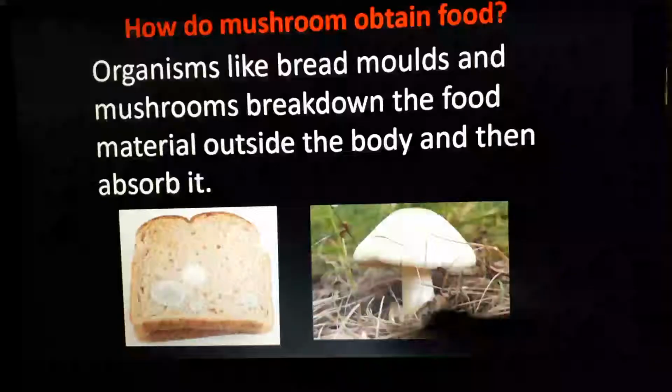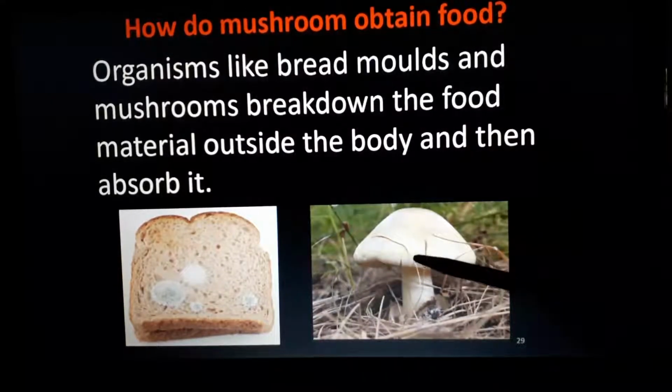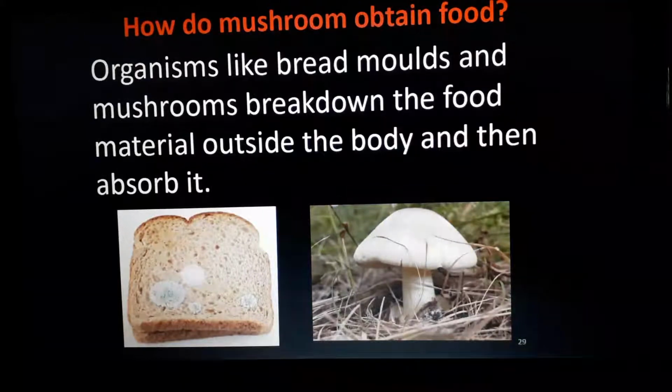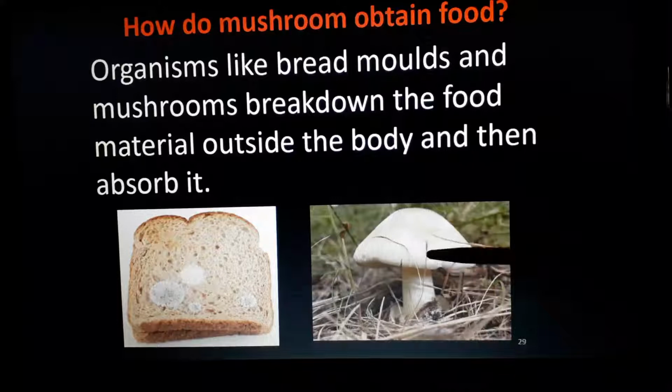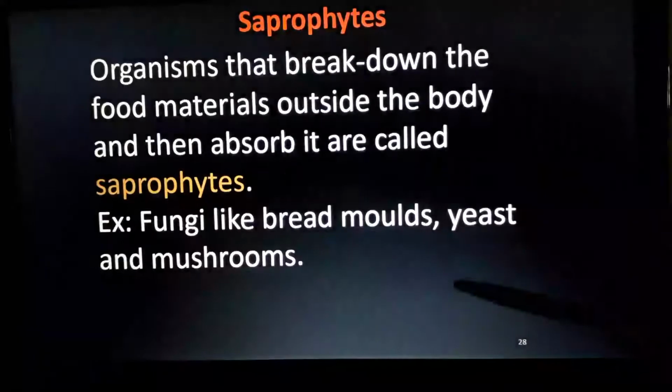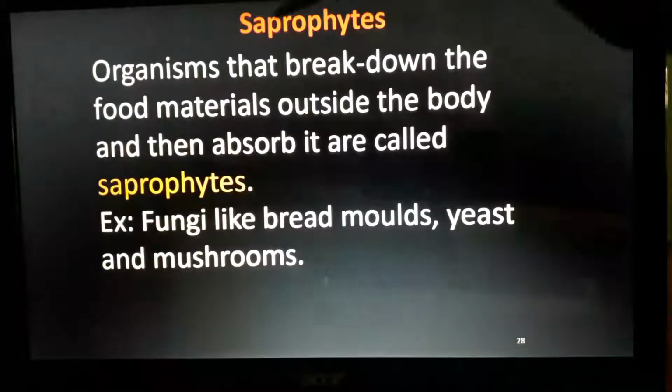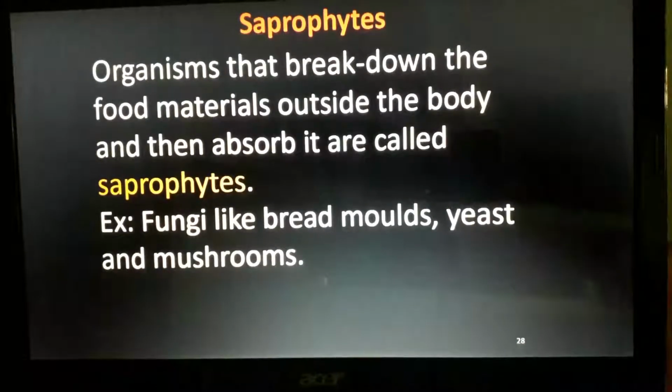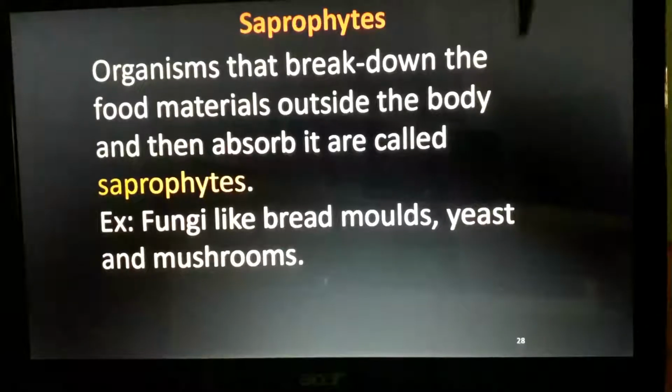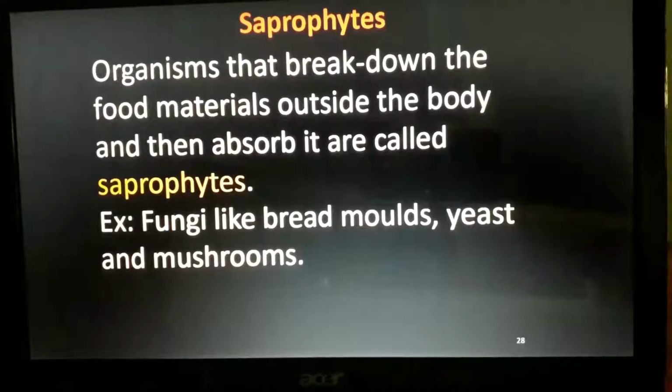And this is something you are very familiar with. This is also an eating thing. We can eat this. It is called mushroom. But most of the mushrooms are not edible. Some of them are poisonous, some mushrooms are edible. These types of living organisms are called saprophytes. They are organisms that break down food materials outside the body and then absorb it. In human beings, digestion occurs inside our body.